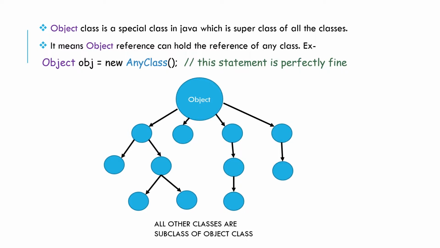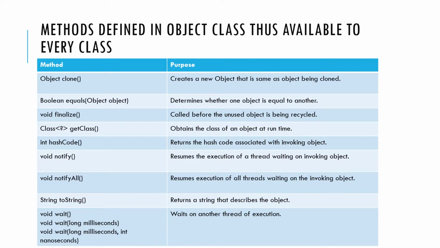So an Object reference can hold the reference of any class. Example: Object obj = new AnyClass(). So you can create the instance of any class and the Object reference can hold it perfectly fine. Object class defines methods which are available to every class.